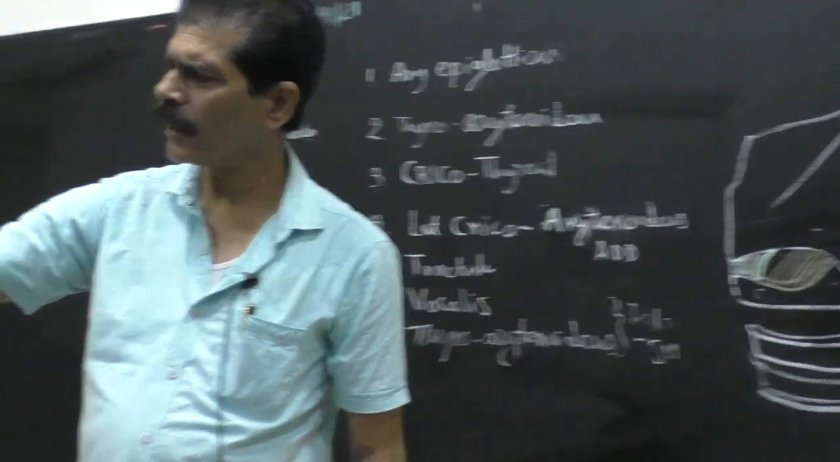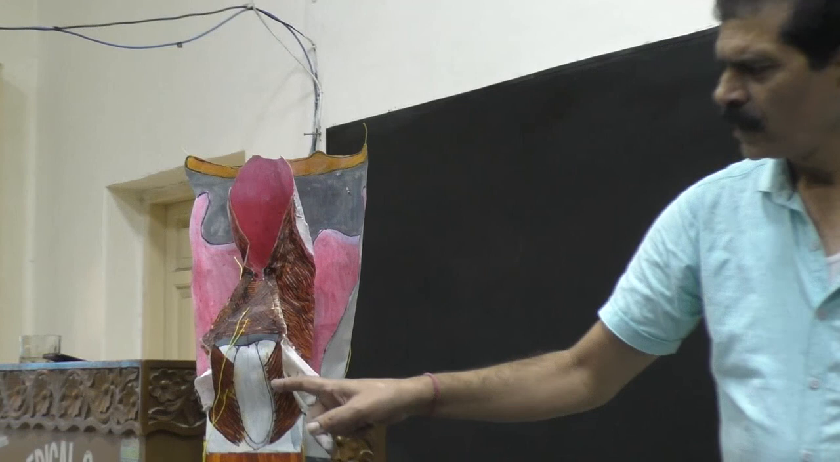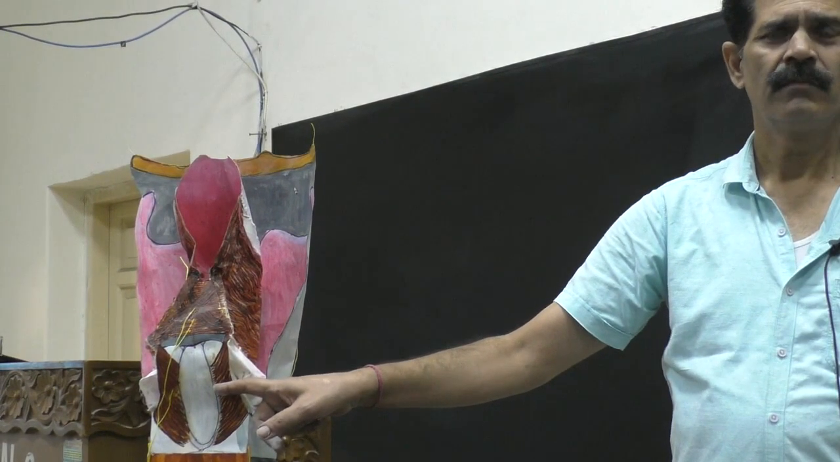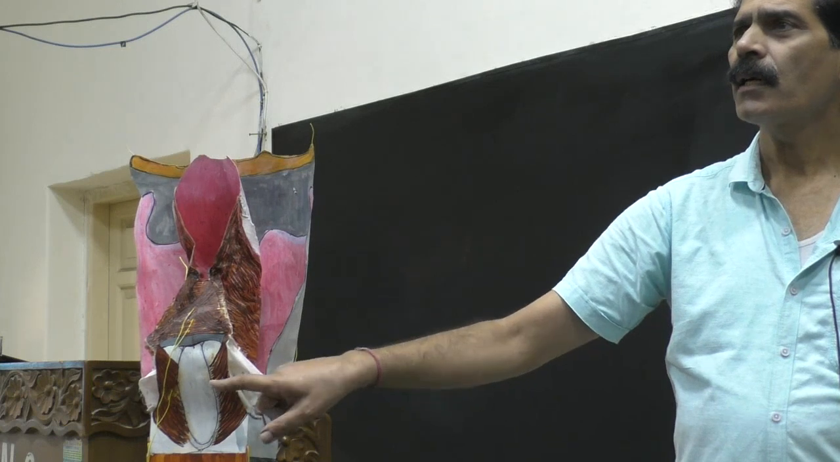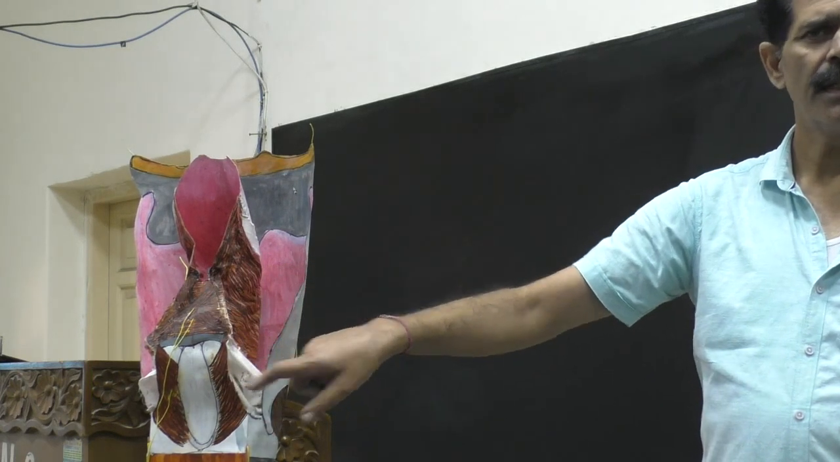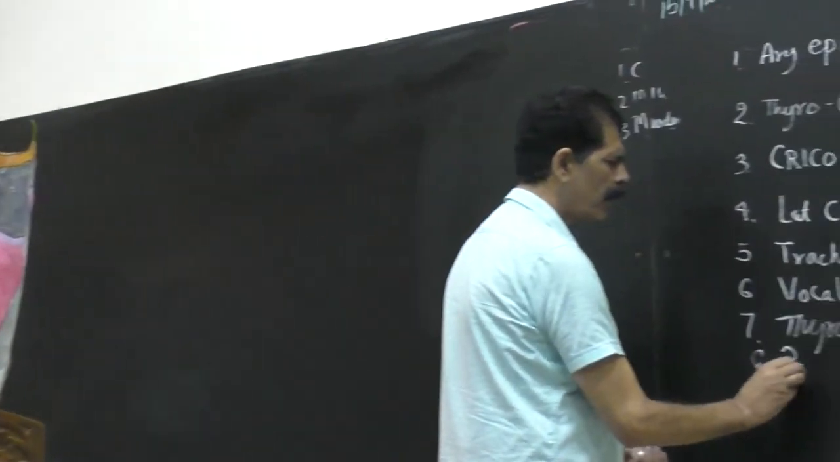Another muscle we see here is this. This is called the safety muscle of the larynx. Posterior cricoarytenoideus.